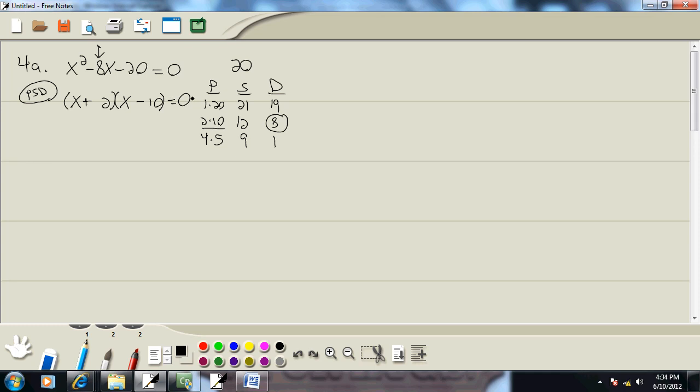Now, zero factor property says if you got 0 on one side and you factored the other side, you set each factor equal to 0. So I'll set x plus 2 equals 0 and x minus 10 equals 0. And then solve these. So take 2 over and we get negative 2. And take the negative 10 over and we get a positive 10. And those are our answers.